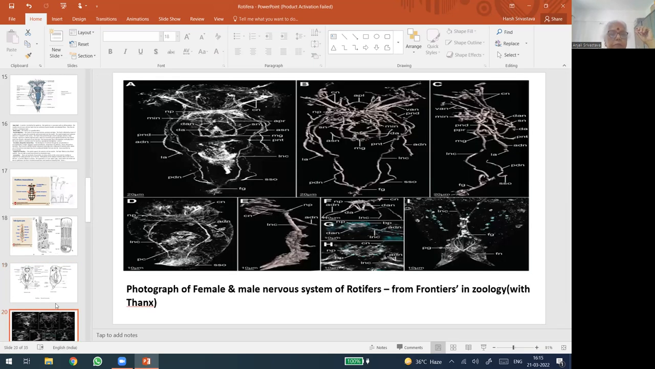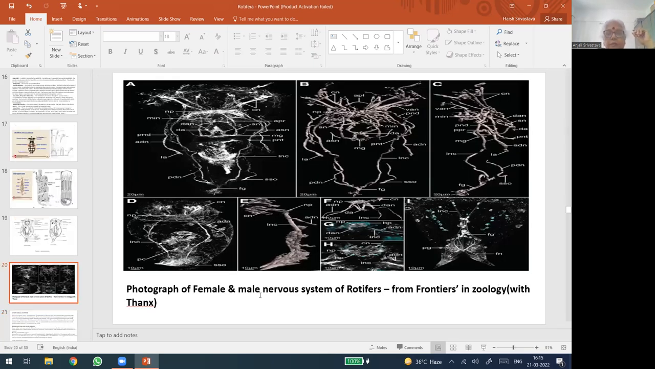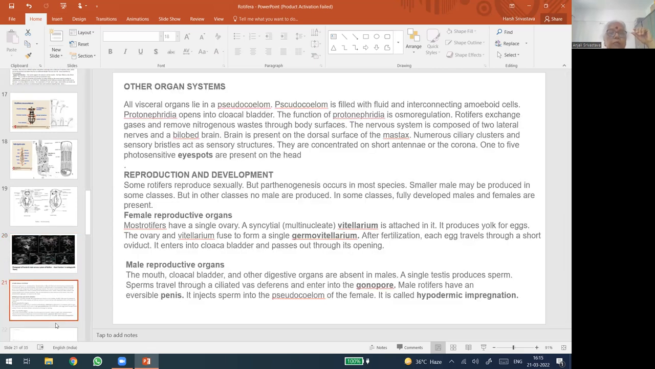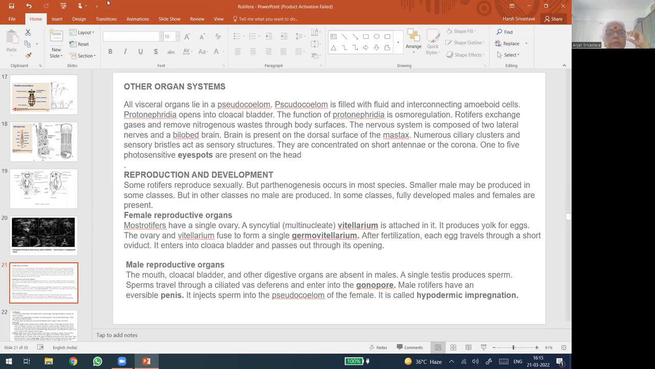Now this is the photograph taken of female and male nervous system from Frontiers in Zoology. This part of the book shows photographs of the nervous system in the males and females of different types of rotifers. You can go through the details, and you can get a lot of images if you want.